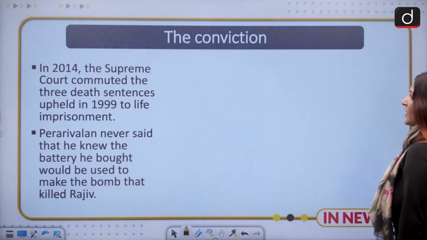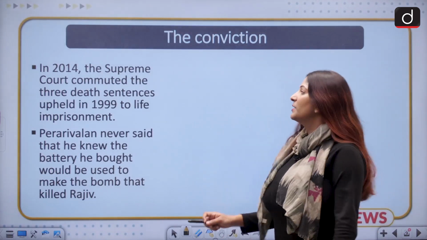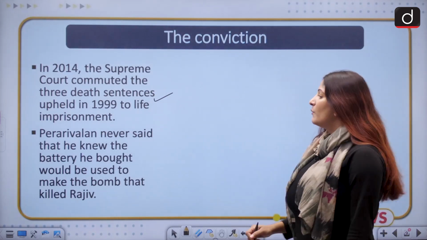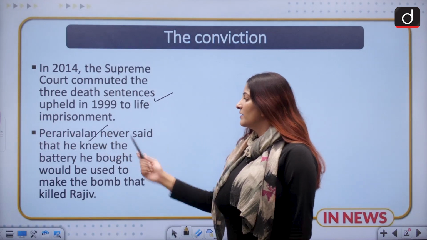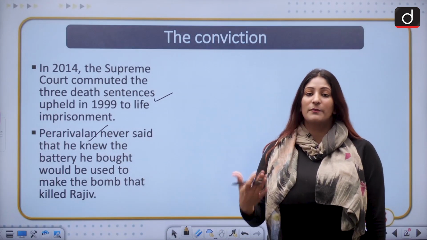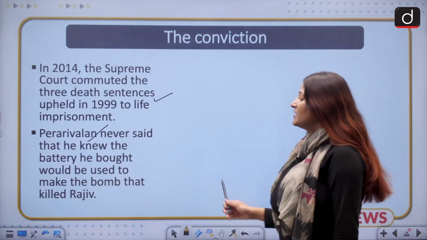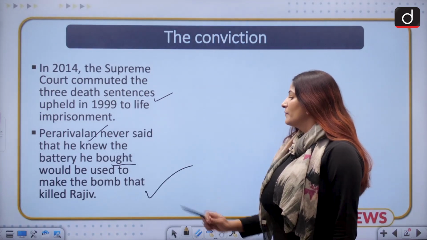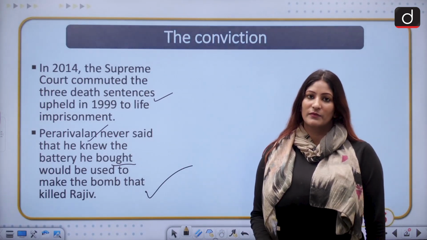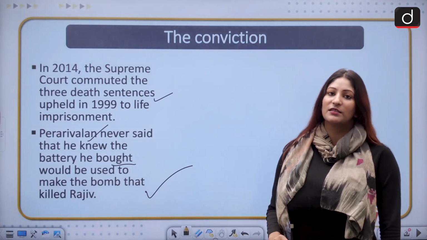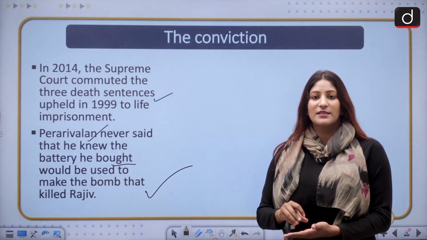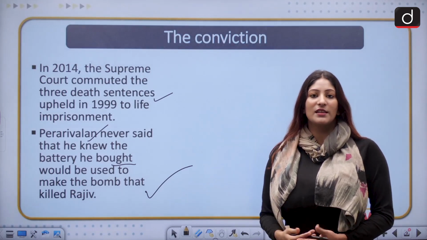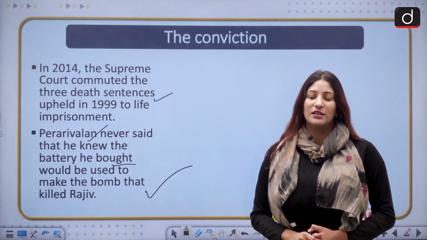Perarivalan. Moving ahead, now in 2014, the Supreme Court commuted 3 more death sentences to life imprisonment in 1999. Now, one thing we have to understand about A.G. Perarivalan is that he was supported a lot by certain judges as well, because he never said that he knew the battery he bought would be used to make the bomb for Rajiv Gandhi. This was his statement that he held throughout. But one more person was there who said that he knew what he was doing.